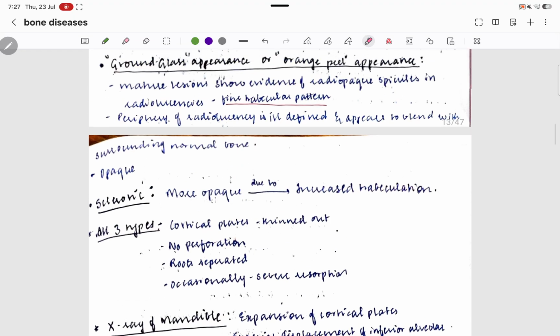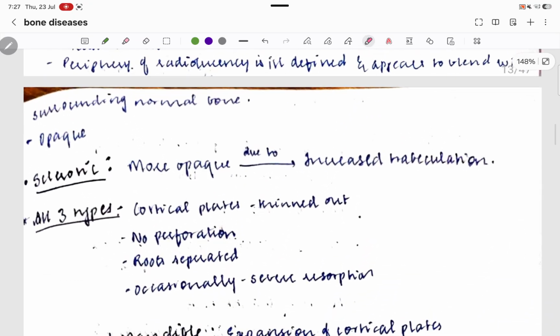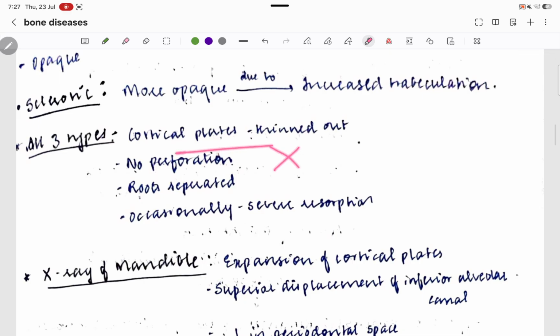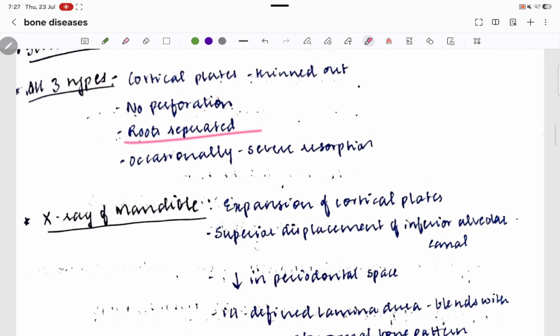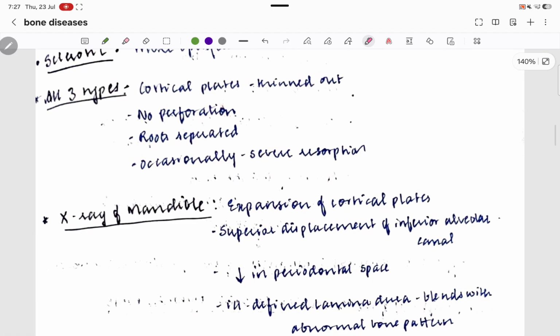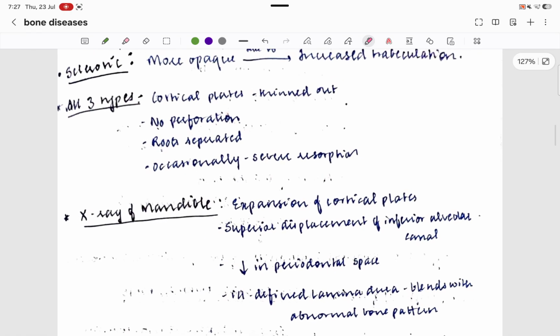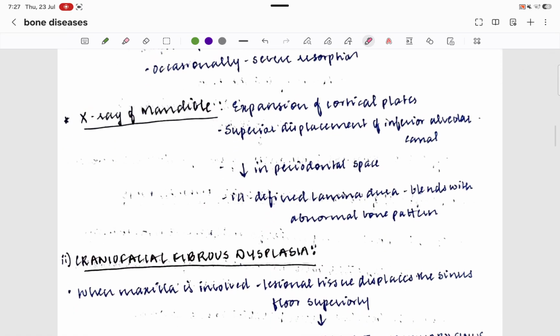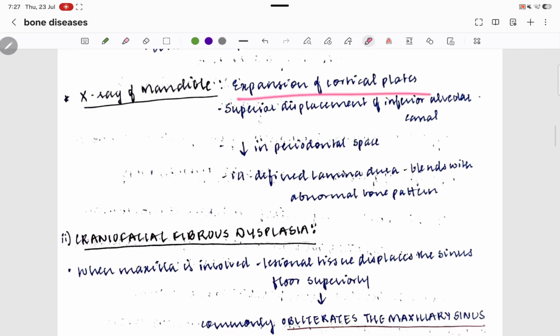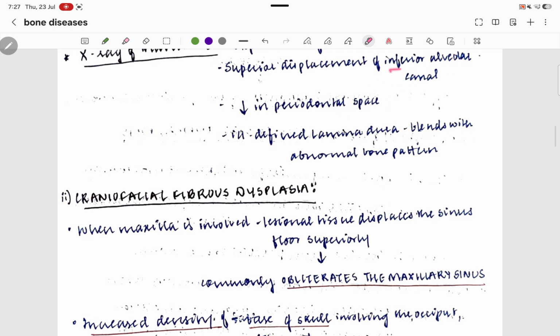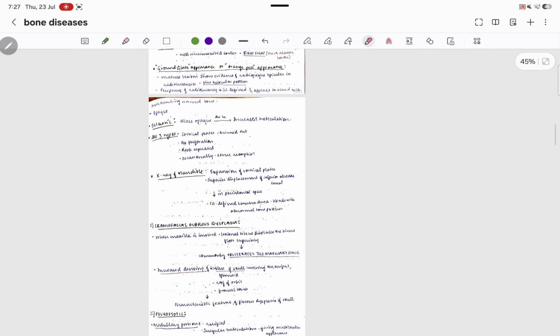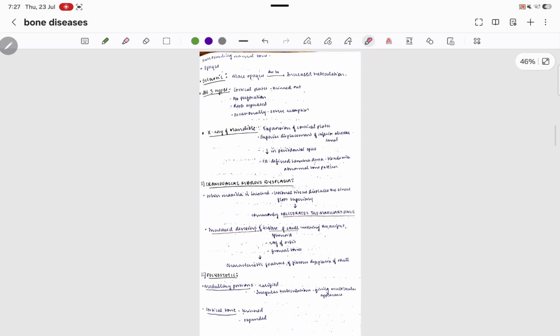In the monostotic, we don't see any cortical plate perforation as such, and no roots are separated. Occasionally severe resorption could occur, but there is no cortical plate thinning. Then in the mandible, there is expansion of cortical plates, superior displacement of the inferior alveolar canal, and in the periodontal space, an ill-defined lamina dura blends with the abnormal bone pattern. So this is basically how it occurs in the mandible.